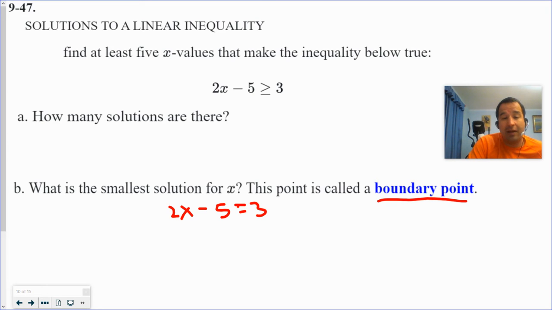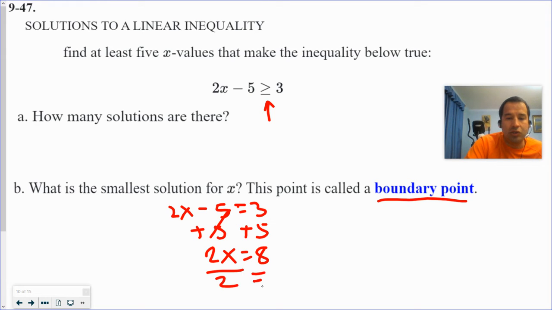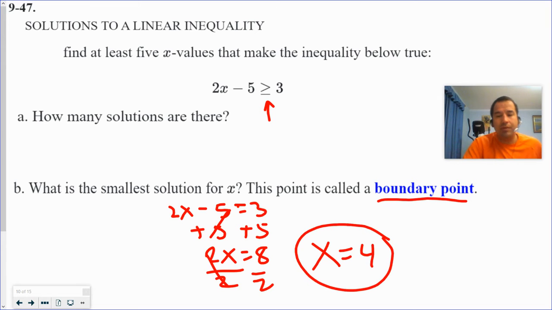So 2x minus 5 equals 3. I'm looking for the point where they are equal because it does say equal to. So let's look for the point that's equal to. So 2x minus 5 equals 3. I add 5 to both sides, and I get 2x equals 8. Then I divide by 2, and I get that x equals 4. So my boundary point is 4. Now, that's not my answer. That's just the boundary point. That's the lowest number that would work for the situation.